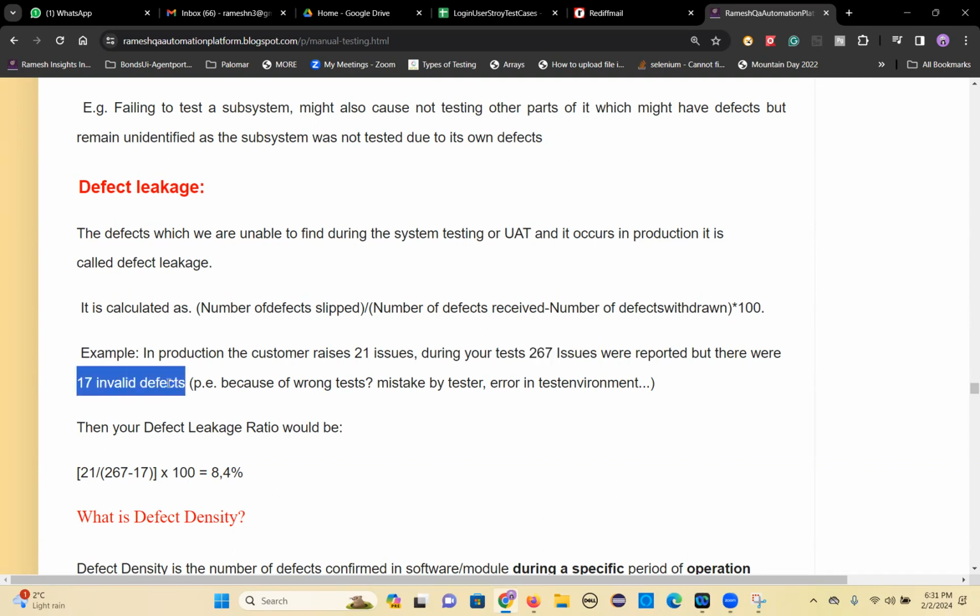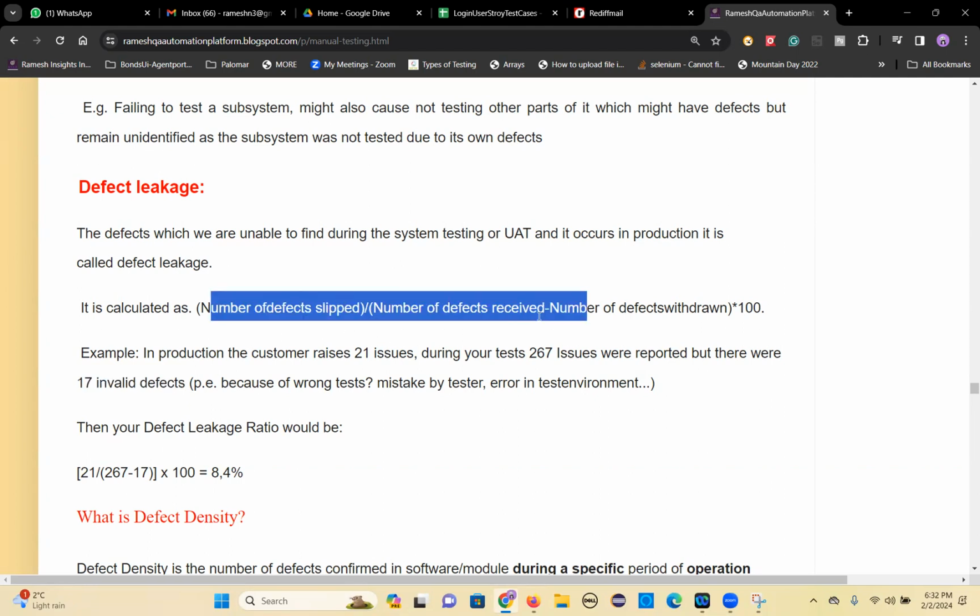What is meant by invalid defects? Why will they mark it as invalid? The developer will mark it as an invalid bug. Why? Maybe it does not meet the requirement, or it is not designed in the requirement. That is not a defect. You raised a defect by misunderstanding the requirements, or maybe because of some environmental issues or wrong data issues. All this they will treat as an invalid defect. So only once the developer accepts it is it a valid defect. If the developer is not accepting, it's not a valid defect. So there are 17 such invalid defects.